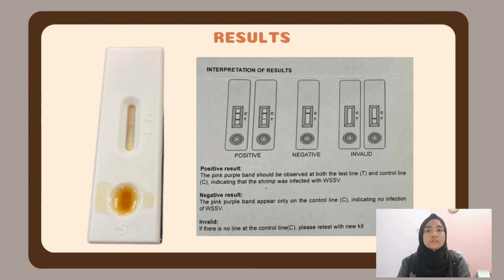Now, I will be continuing with the result of WSSV. During the test, we used the hepatopancreas of the shrimp and the result we got was negative. Based on the manual, when a line appears only on the control line C, it means that the test was negative.